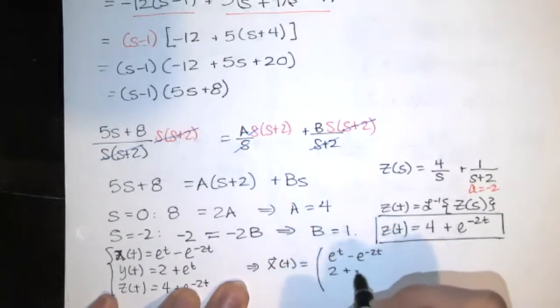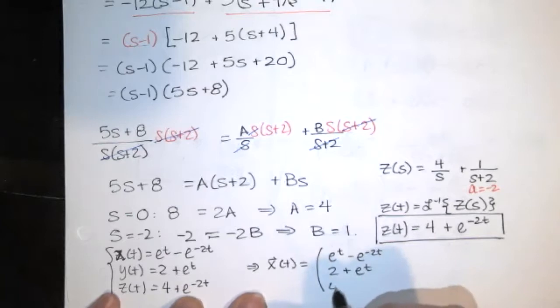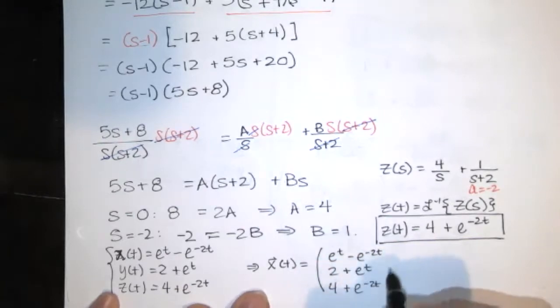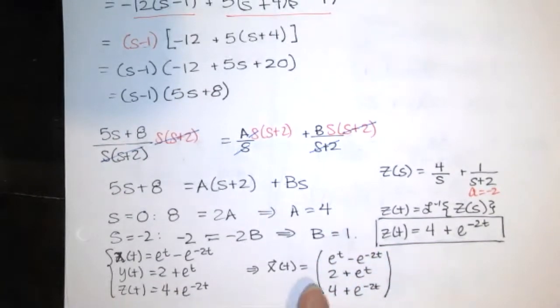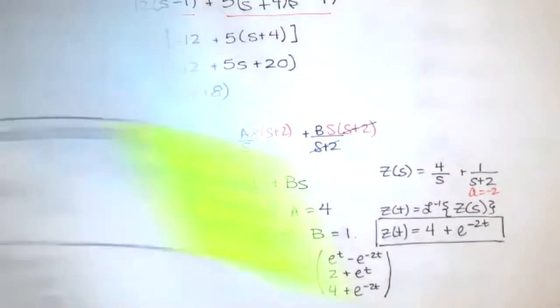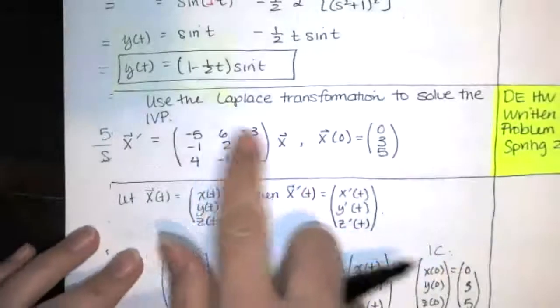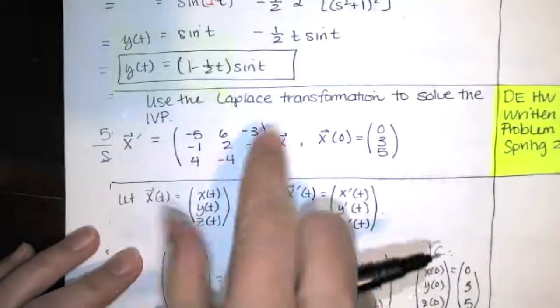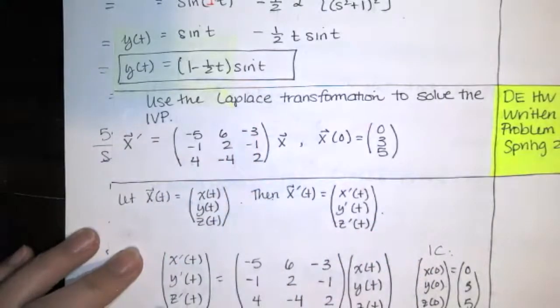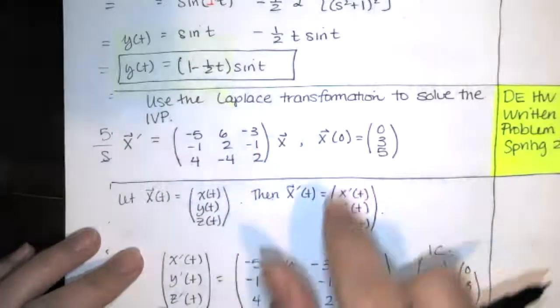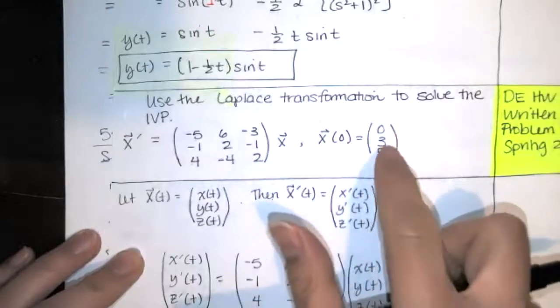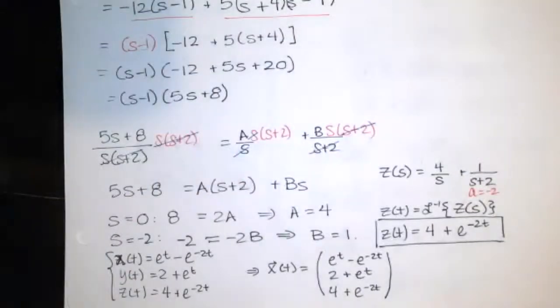Now, if you want, you can differentiate and then substitute x of t into the right-hand side of this equation and multiply this by x of t and simplify, and you should get the same thing as you have for x prime. And if we evaluate these functions at t equals 0, we should get 0, 3, and 5. Here's hoping that actually works.